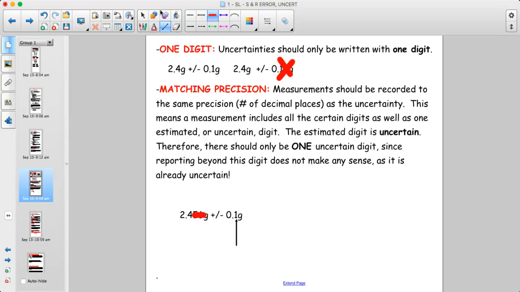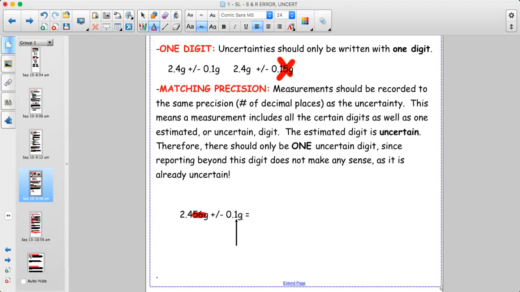And so in that case, you always need to round off your measurements so that they match your uncertainty. So then we'd round this to 2.4, or if we followed our rounding rules with the numbers I used, it'd become 2.5 plus or minus that 0.1 grams. So you should always have the same number of decimal places in your number as in your uncertainty. Okay.